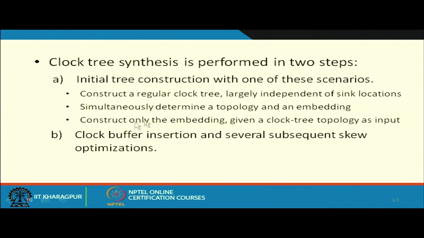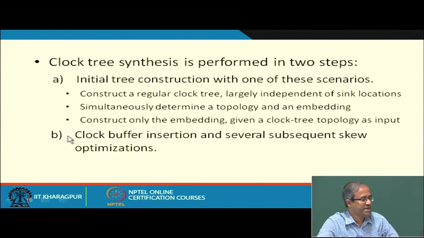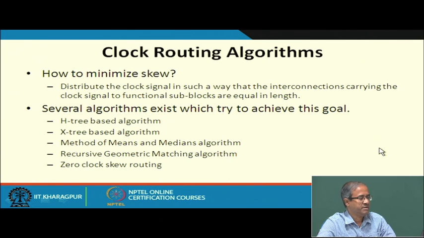So after you do this, you can insert the clock buffers whenever required, and you can carry out several skew optimizations like that snaking example I told you about. You may have to make a wire slightly longer to match with the others. Okay. So now let us look at some of the clock routing algorithms which are used in practice.